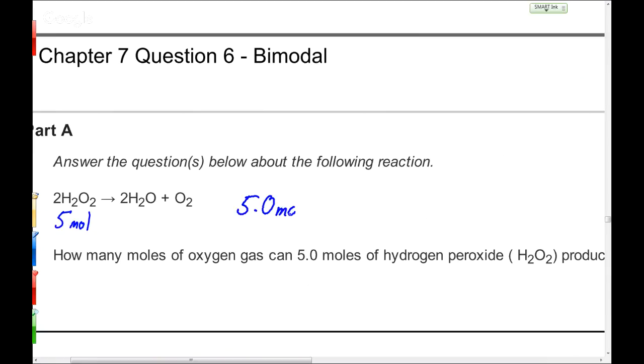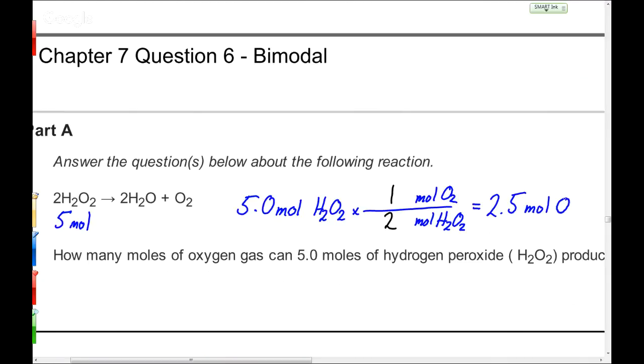So we start with what we're given, 5 moles of hydrogen peroxide. And then we write a mole to mole factor, kind of like that middle of our other equation. And then we pull the numbers right from the equation. So 1 of these for 2 of these. And 5 divided by 2 is 2.5. Good so far? Yeah? Okay.